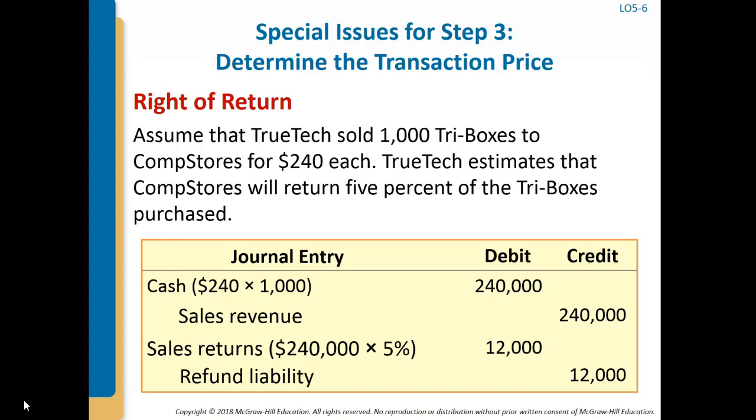Note that the sales revenue and sales returns accounts could be combined, such that TruTech simply records revenues of 95% of the $240,000, or $228,000. Companies typically don't estimate returns separately for each sale. Also see that if TruTech had not received cash for the sale, it would have an account receivable of $240,000 and would reduce that receivable by $12,000 rather than showing a refund liability for cash it hadn't yet received.